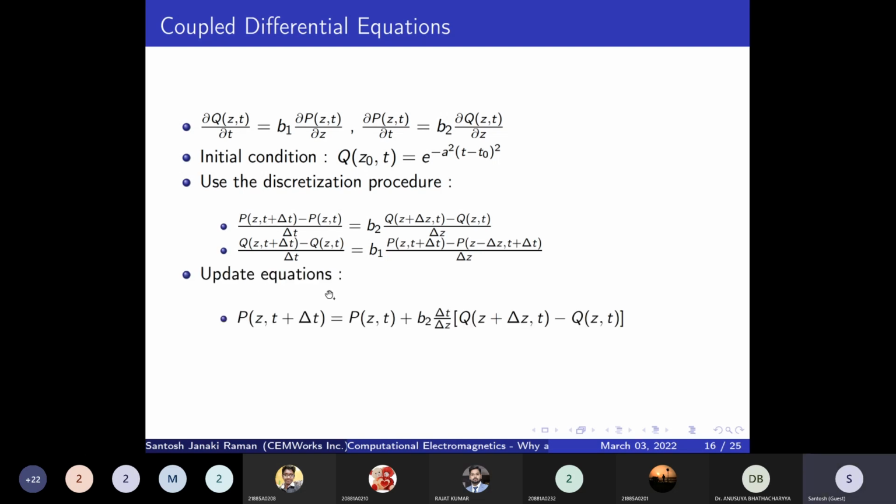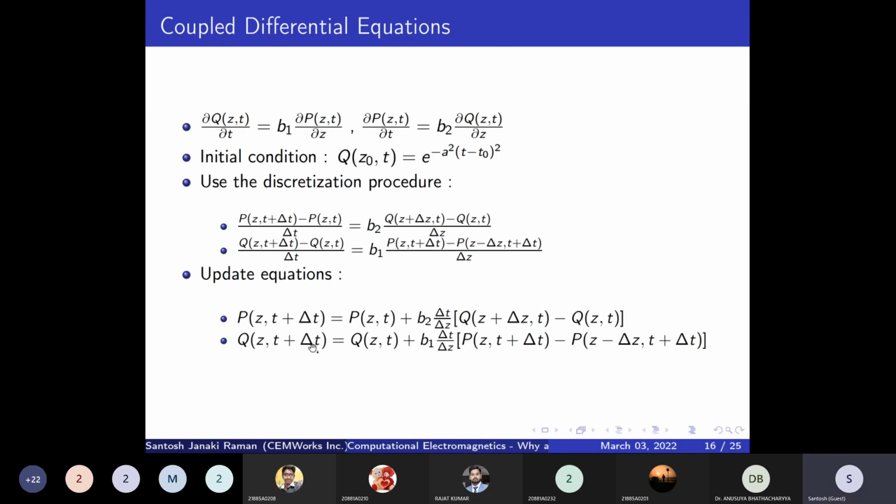These are called the update equations because you are updating the values. So this is the first equation. This is how it forms: P(z, t plus delta t) equals P(z, t), plus. This is how it comes. And when you do that for the second equation, what you get is this.